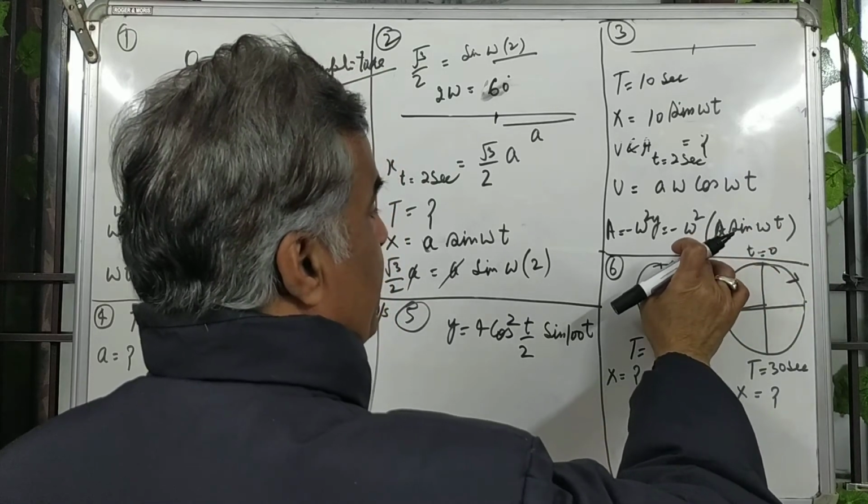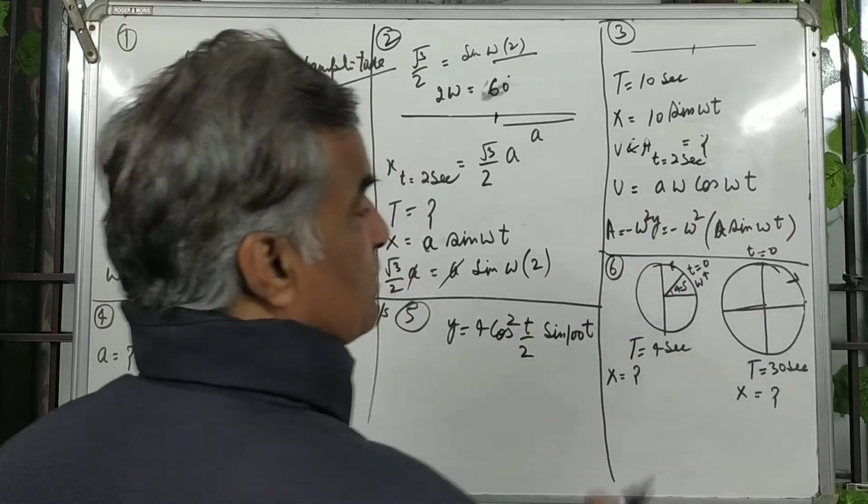And omega is 2 pi by T, T is 10. This is the answer.